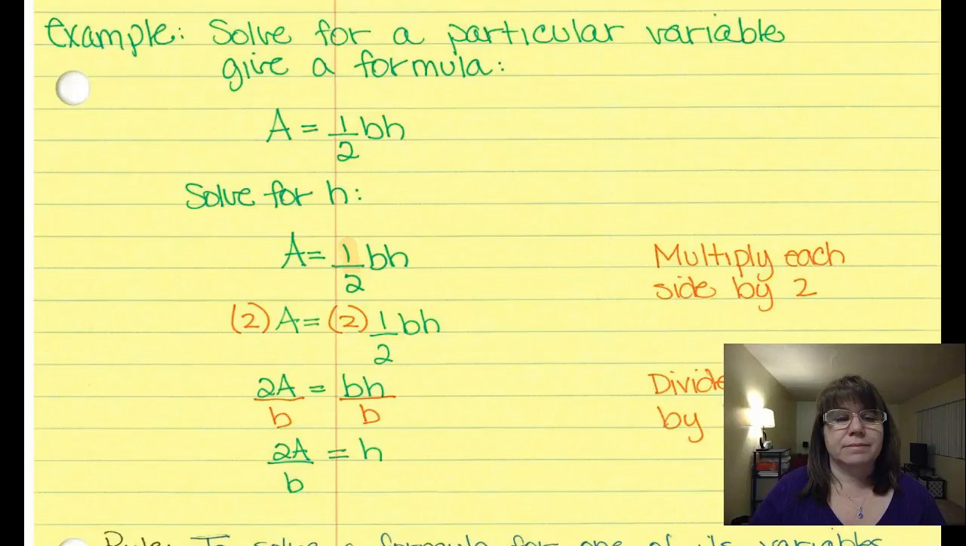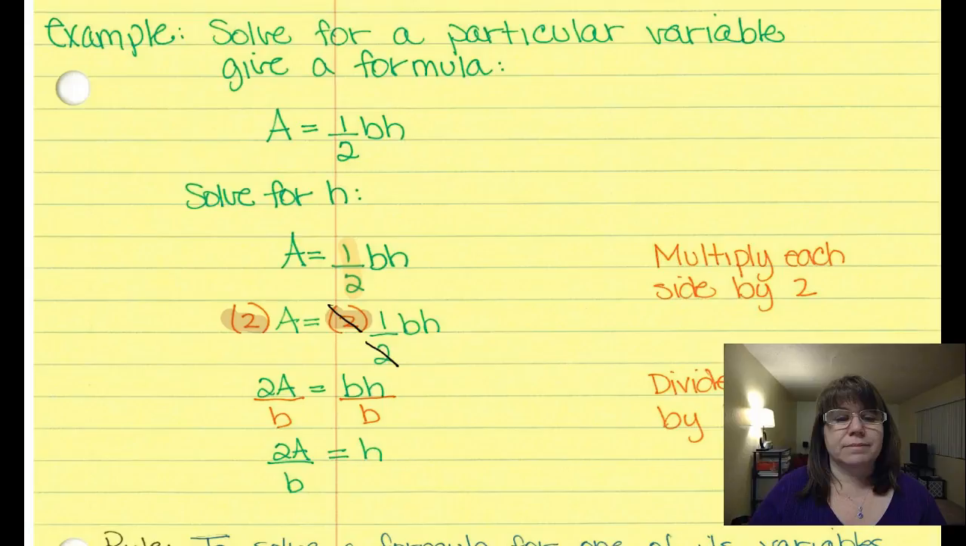Right now I'm multiplying by 1/2. So the undoing would be dividing by 1/2 or multiplying by its reciprocal, which is 2. So if I multiply both sides by 2, the 2's will cancel out, and I'm left with BH on the right-hand side and 2A on the left-hand side.